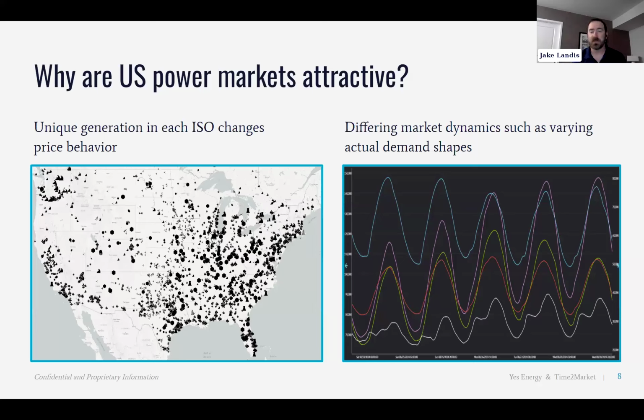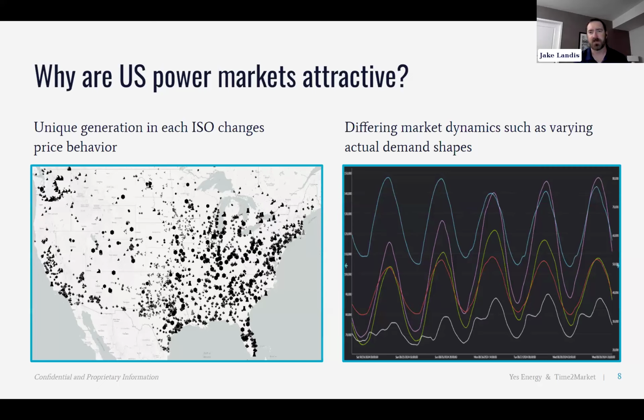So we have coal plants, nuke plants, gas plants, your wind, your solar, your hydro, and each region of the country has its own unique makeup, which also creates different ways that price formation happens in those different regions. So not only do you have the geographic spread across all of the ISOs, but you also have unique characteristics of each market.